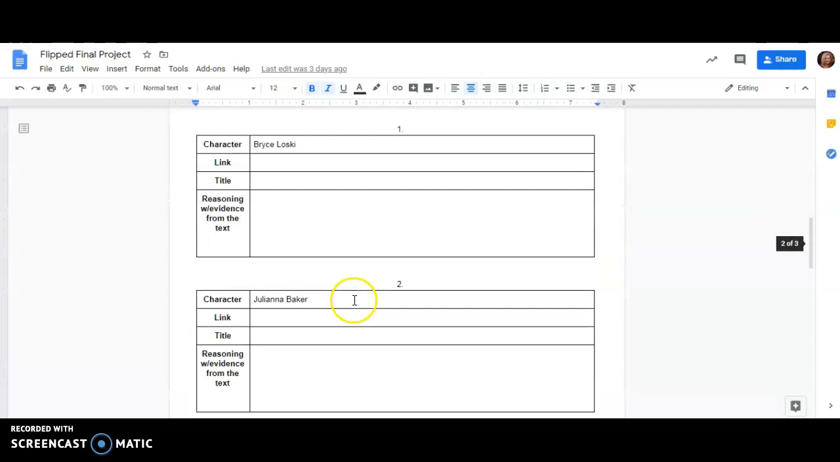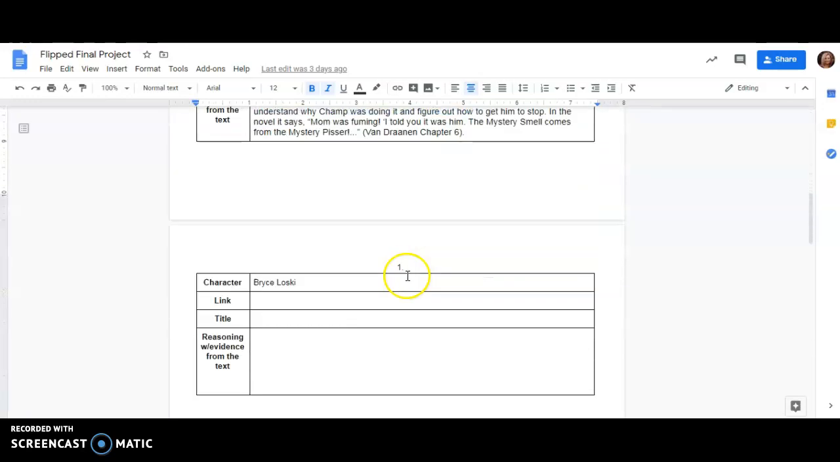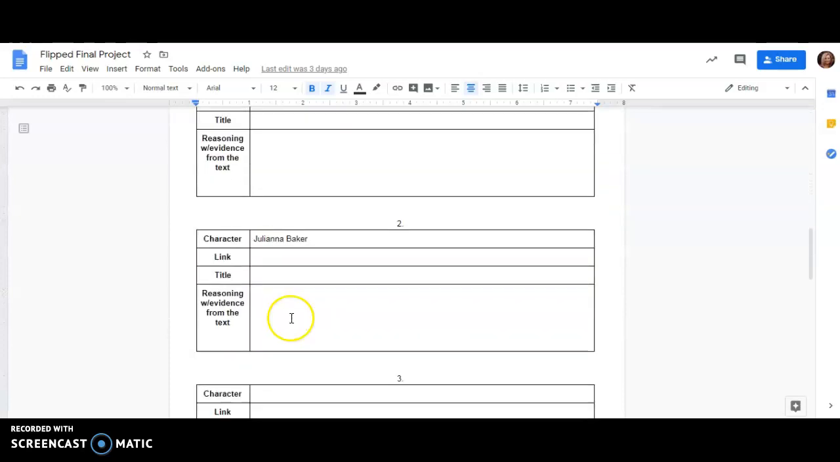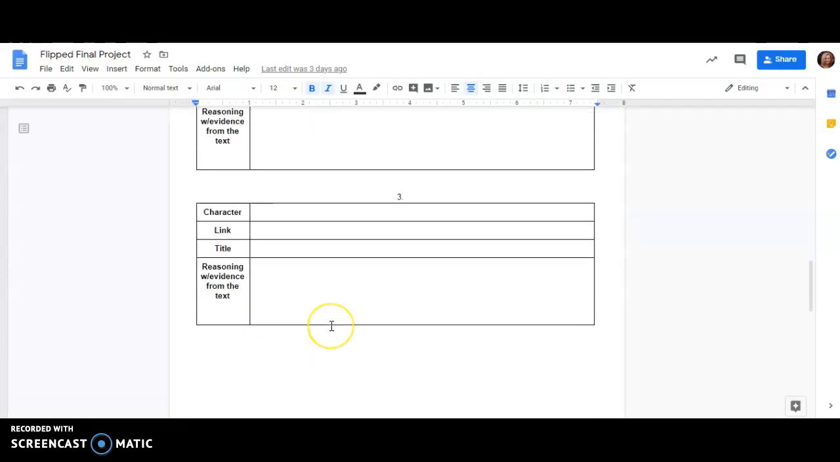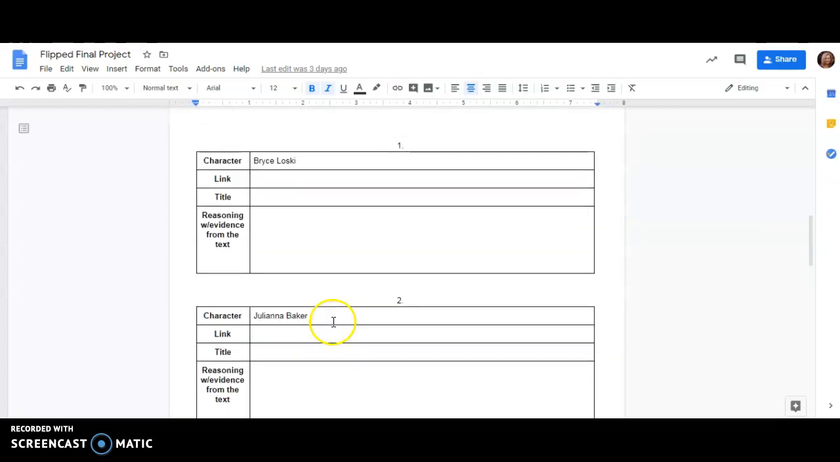I apologize about that. So again, down here, you have one that I already wrote in, Bryce Loski, for number one. Number 2, I have Juliana Baker in there because, if you look at the directions up here, I said that you did have to use them at least once. So that's why I have them in there for you already, all right? The other 4 characters are up to you. All right, so I'm not going to tell you which characters to use.